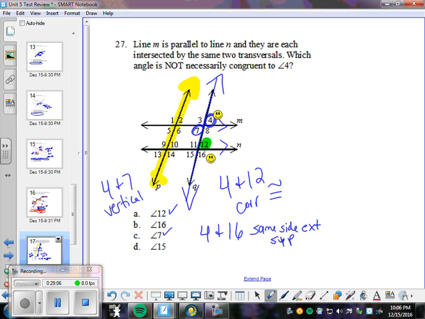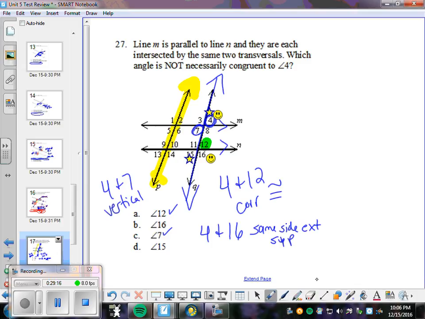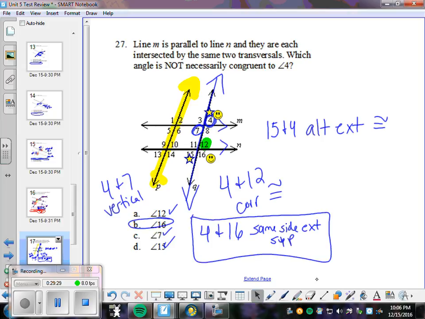15 and 4, if you look, let me get another, how about a star? Okay, 15 and 4 are alternate exterior, which makes them congruent. So this is the one that's not because it's supplementary. Remember, all these angle pairs are either congruent or supplementary. They're either equal to each other, congruent, or they add up to 180, supplementary.